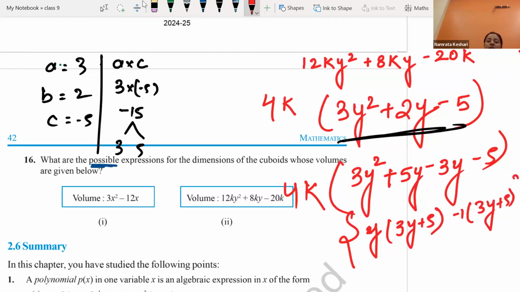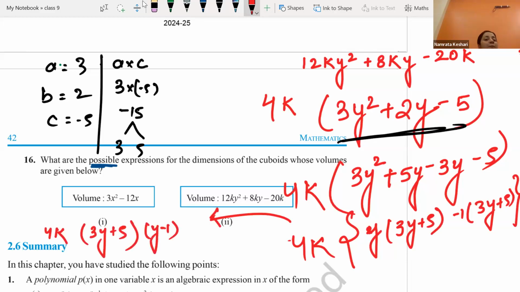Afia, Khadija, are you getting it? Yes, ma'am. Yes, ma'am. Aleph, are you getting it? You can write it. Yes, ma'am. One bracket 3y plus 5, in another bracket y minus 1, and we are done with complete factorization. Now we can say one of them is length, another is breadth, another is height. Clear?